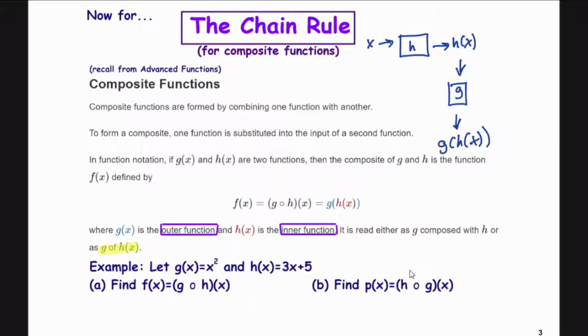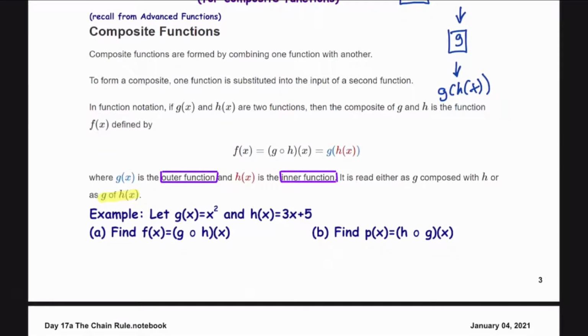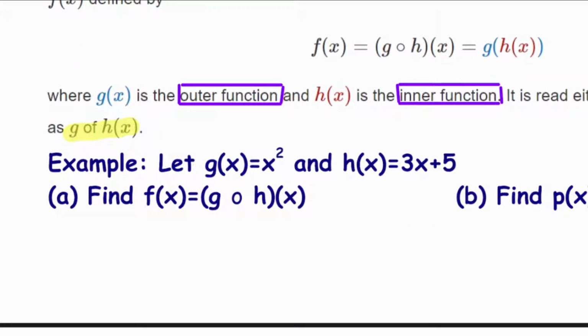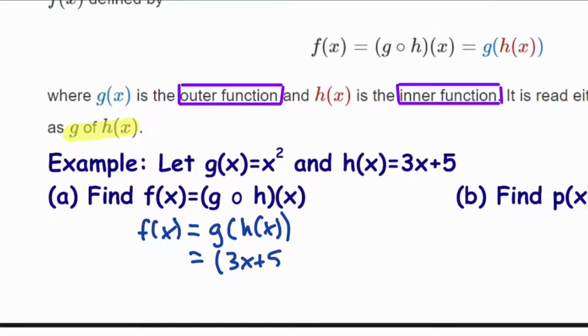As an example, let g of x equal x squared and h of x equal 3x plus 5. Let's find f of x equals g of h of x. h is our inner one, so g of h of x. So g is x squared. Instead of x, I'm going to write my h function, so f of x equals (3x plus 5) squared.